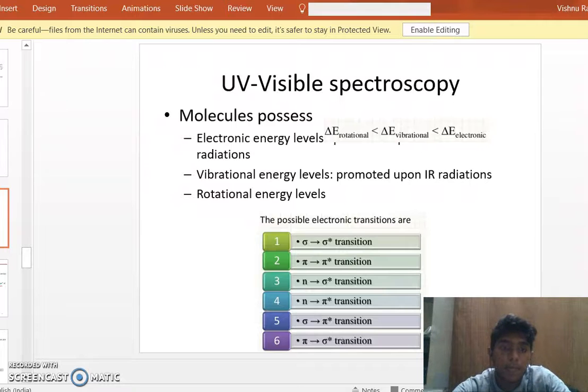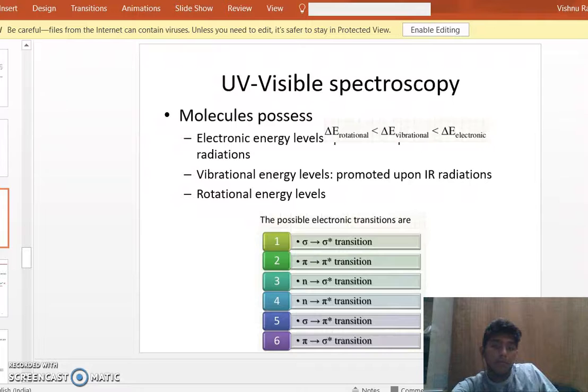So the main principles involved in the UV visible spectroscopy can be said by electronic transitions. Electronic transitions from molecules containing pi electrons or non-bonding electrons, which can absorb the energy in the form of UV and visible light, and it excites to the higher antibonding orbitals.